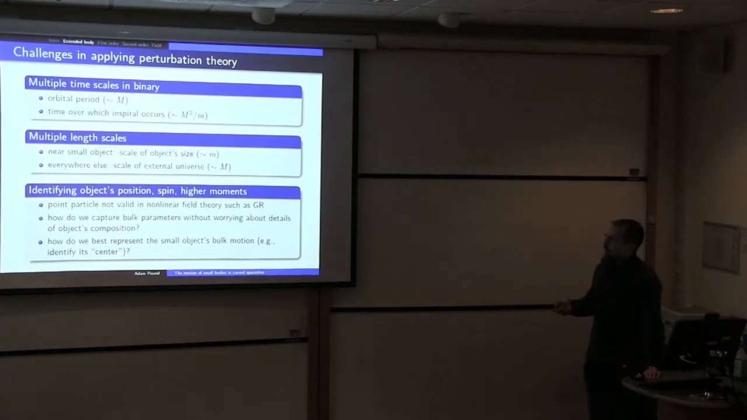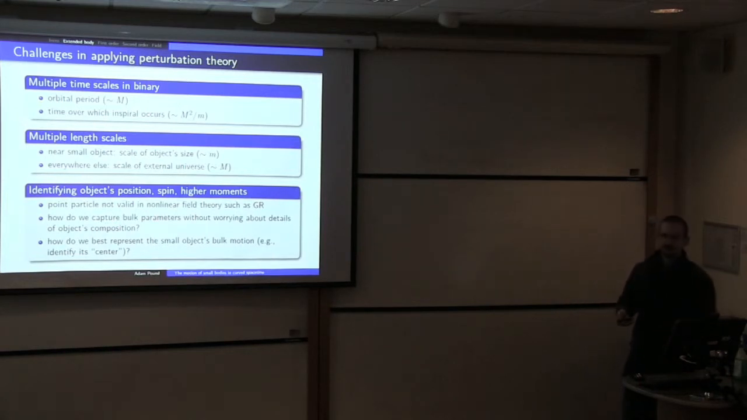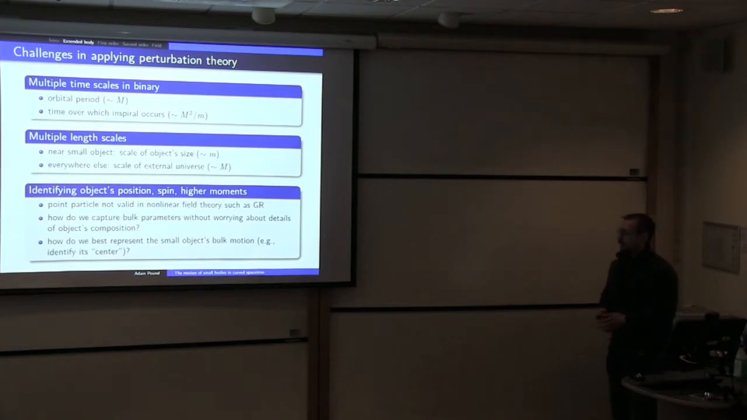We also have to think about how do we capture the bulk parameters of the object without worrying about the details of its internal composition. We don't want to get into the real mess of equations of state or anything like that. We just want to have some bulk parameters characterizing it. We also have a question of how do we best represent the small object's bulk motion, for example, the motion of its center of mass. And I will talk about 2 different ways to do that.